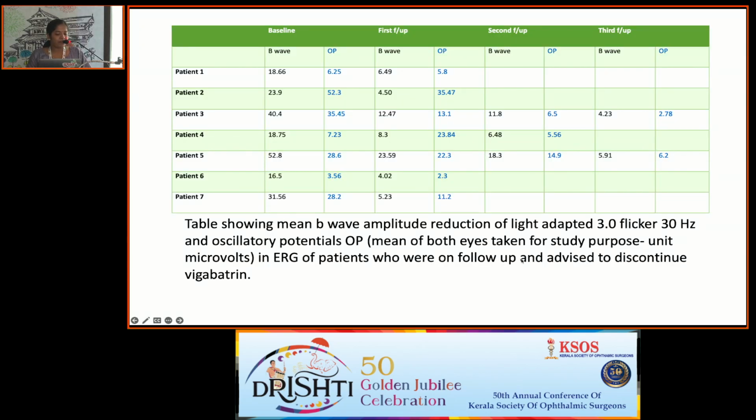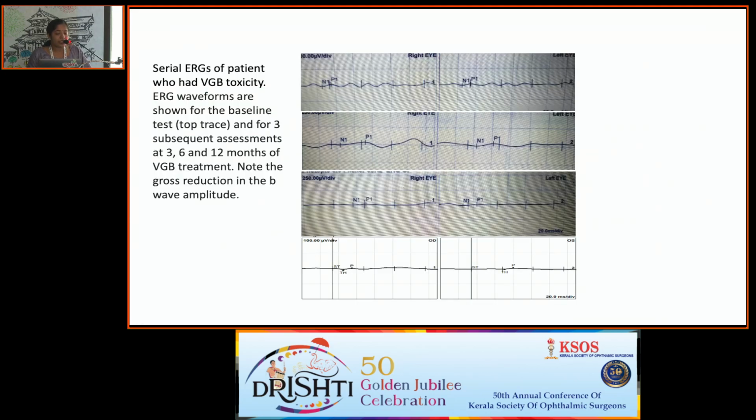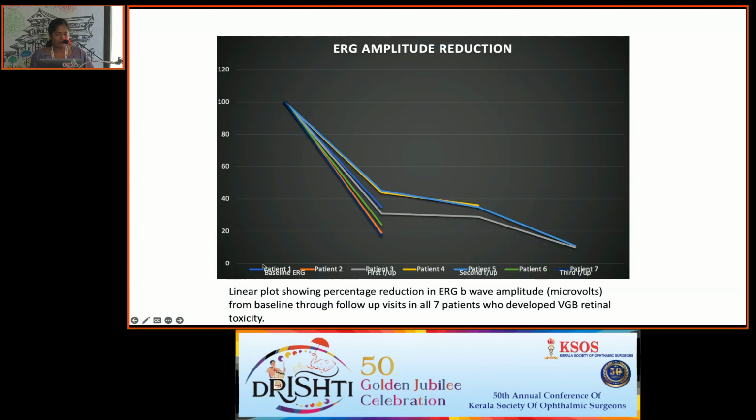So this is a table which shows the mean B wave amplitude and the oscillatory potential reduction of the values of the light adapted 3.0 flicker 30 Hz. This is a serial ERG of a patient who had vigabatrin toxicity, and the top trace shows the baseline ERG and the subsequent ERGs on follow-up. So we can see the gross reduction in the B wave amplitude from this picture.